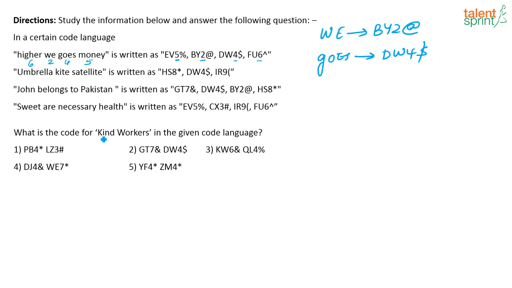What is the code for "kind workers"? Kind is a 4-letter word, so in the code, the number 4 should be there. Workers is a 7-lettered word, so the code should have 7 in it. Now, if you look at the first code, you have B4 star, 4 and 3. This cannot be your answer.